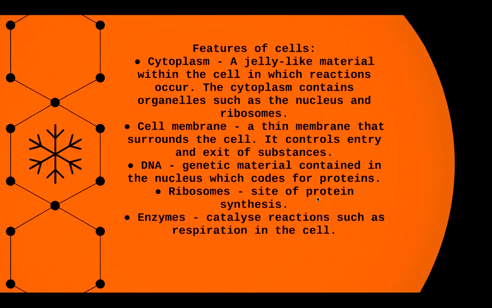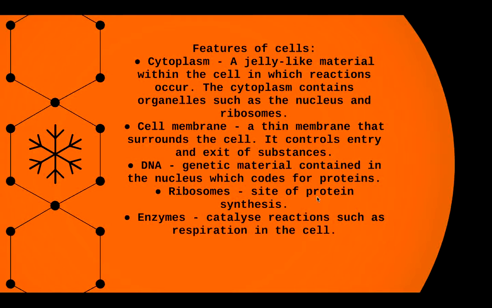These are just some of the features of a cell, because there are bunches of organelles, but these are some that you may encounter in the IGCSE exam. Cytoplasm is a jello-like material which holds all the organelles in place. The cell membrane is a thin membrane which permits what comes in and what comes out of the cell.